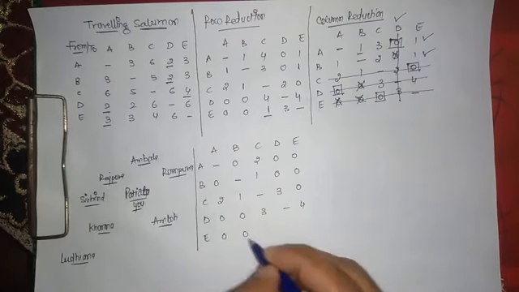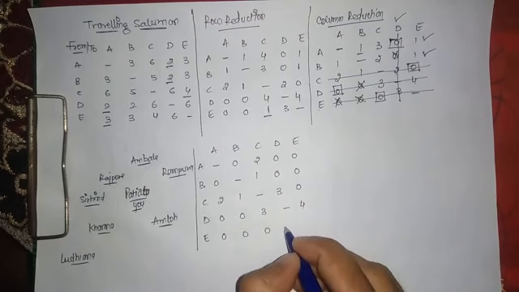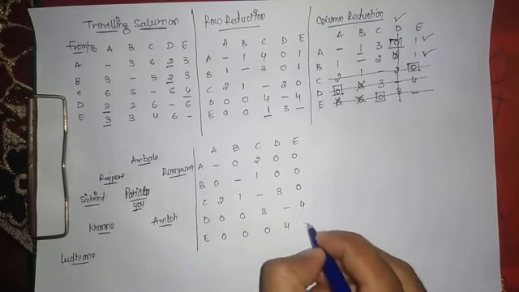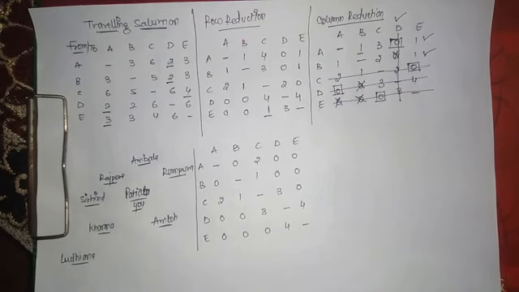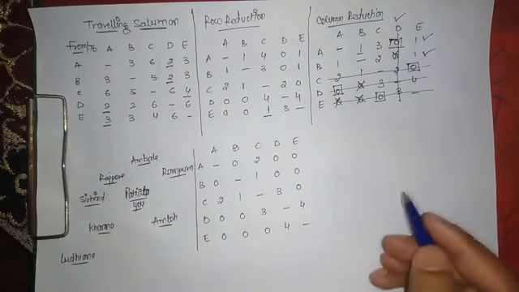0 0 0, 3 plus 1 4 and hyphen. That is our improved matrix. And now what we have to do, again the same thing, we are going to make an assignment.